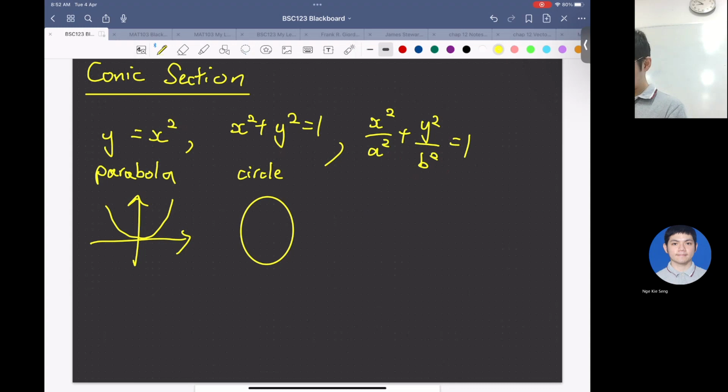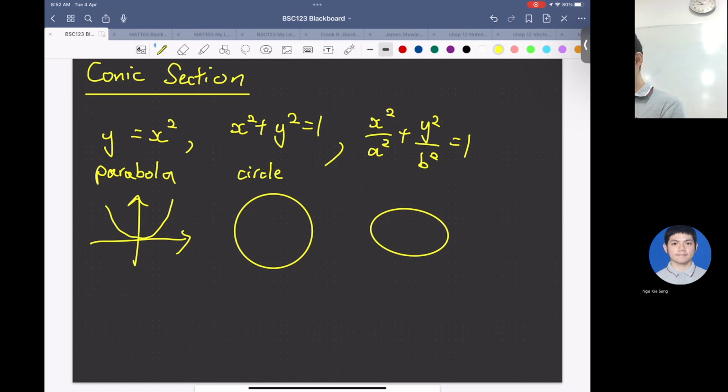ellipse. Okay, so this one is a circle. Sorry, this should be a circle. And then this one is some ellipse. So it's like a circle gets squished. You can imagine that you can squish in the y direction, you can also squish in the x direction, depending on your a and b.